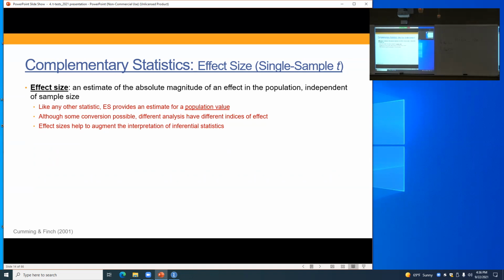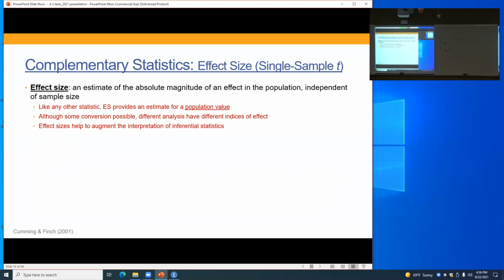Most of you are probably already familiar with effect size, what this is doing, what's happening here. Effect size is essentially just an estimate of the magnitude of the effect in the population. So independent of sample size. Our test statistics are 100% dependent on sample size. If I want my test statistic to go up, what do I do? I just collect 1 billion people and that statistic is going to go through the roof, right?